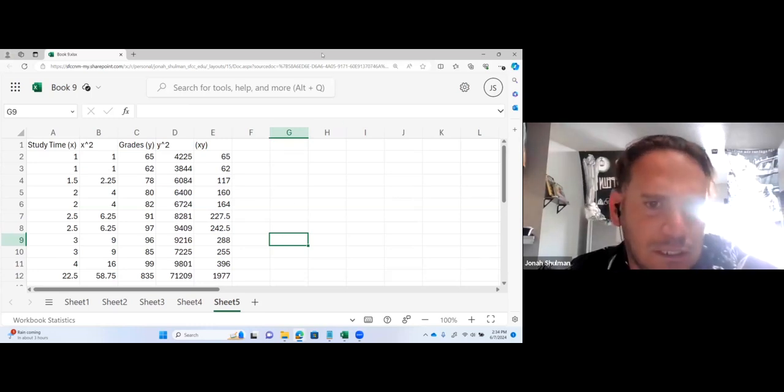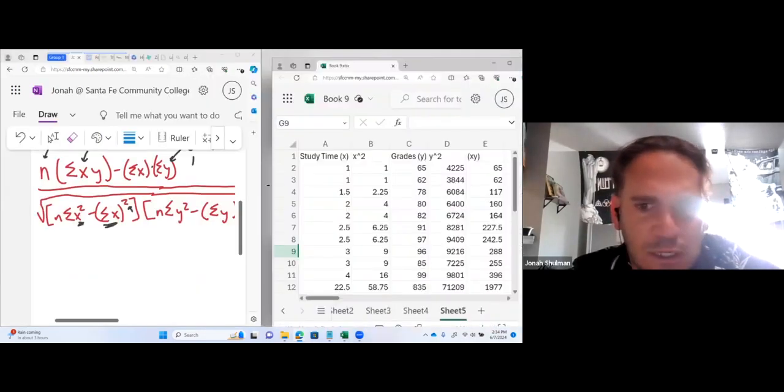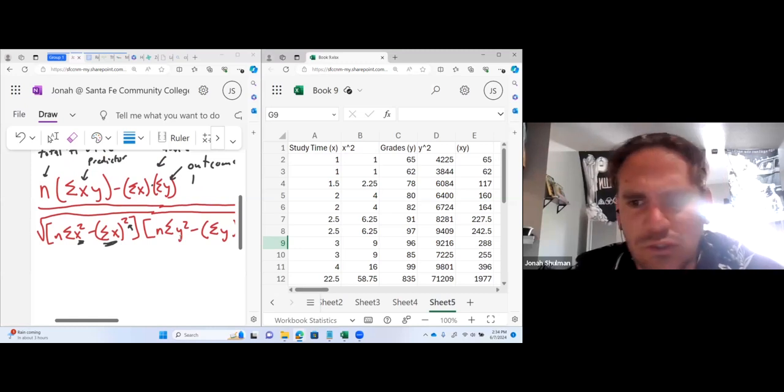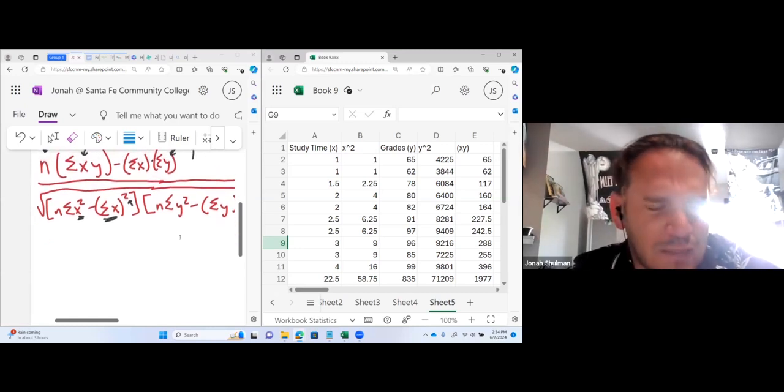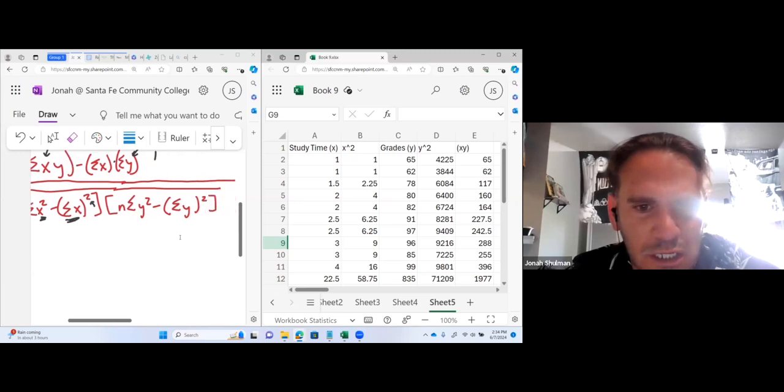Let's see if I need anything else. And xy minus all of the x's times all of the y's. Okay, yeah, I think we should be pretty good. I think I have everything. So I'll just do the top part and then I'll do the bottom. I think I've got everything I need. Yeah, I should.